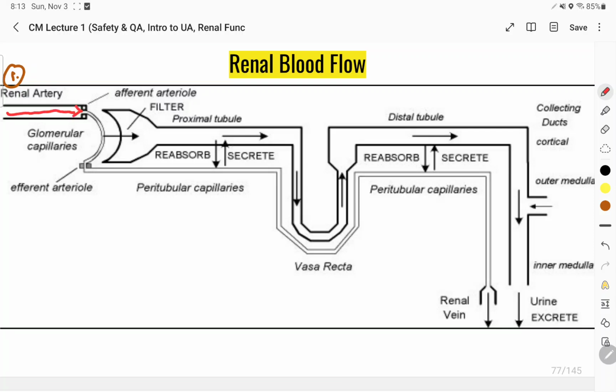So the renal artery, and then the blood passes through the afferent arteriole. Okay? The blood passes through here. And then here in our glomerulus, we have the glomerular capillaries. They intertwine. Later we will see the specific parts of the glomerulus. So the blood passes through the glomerular capillaries, and then it will be filtered. Okay, it will be filtered.